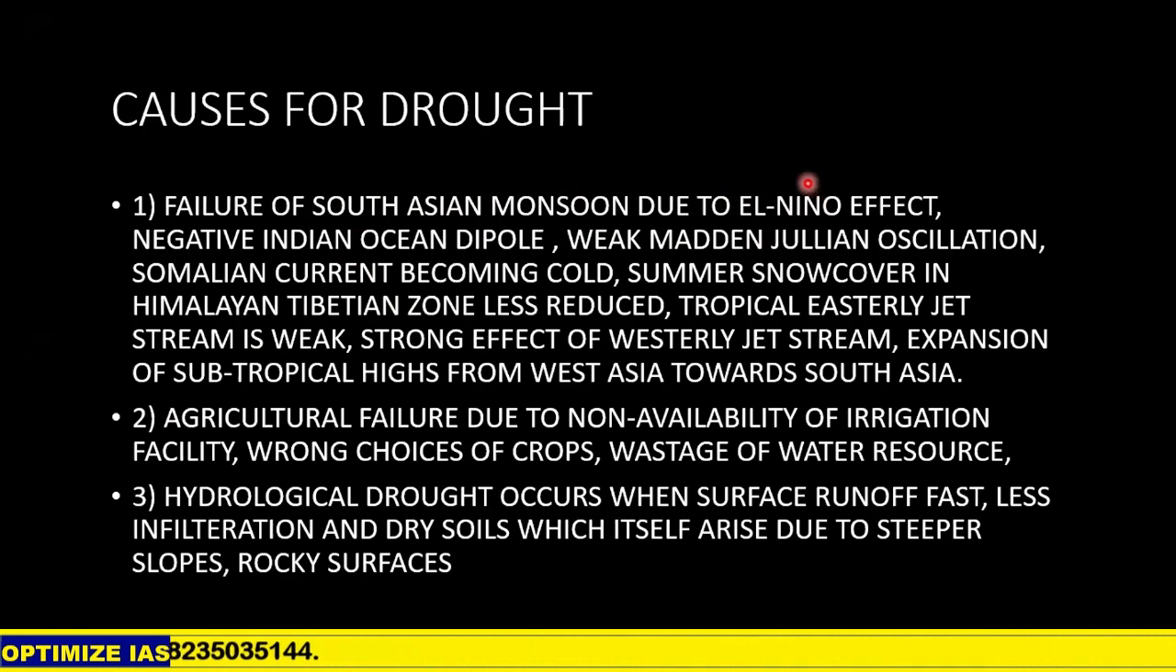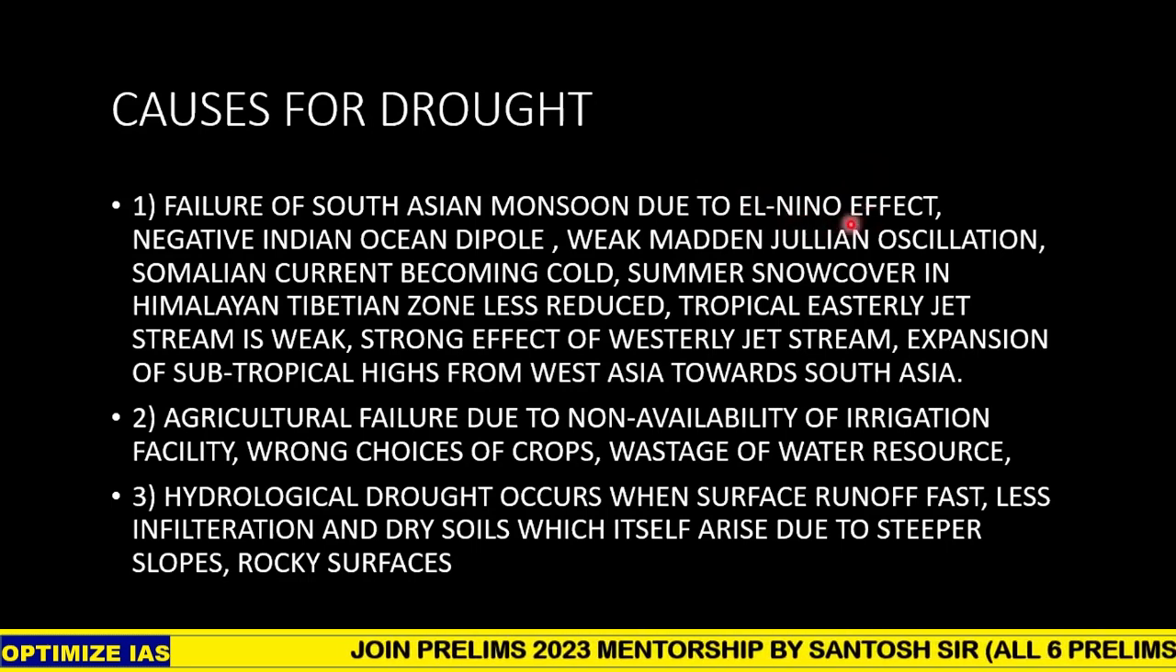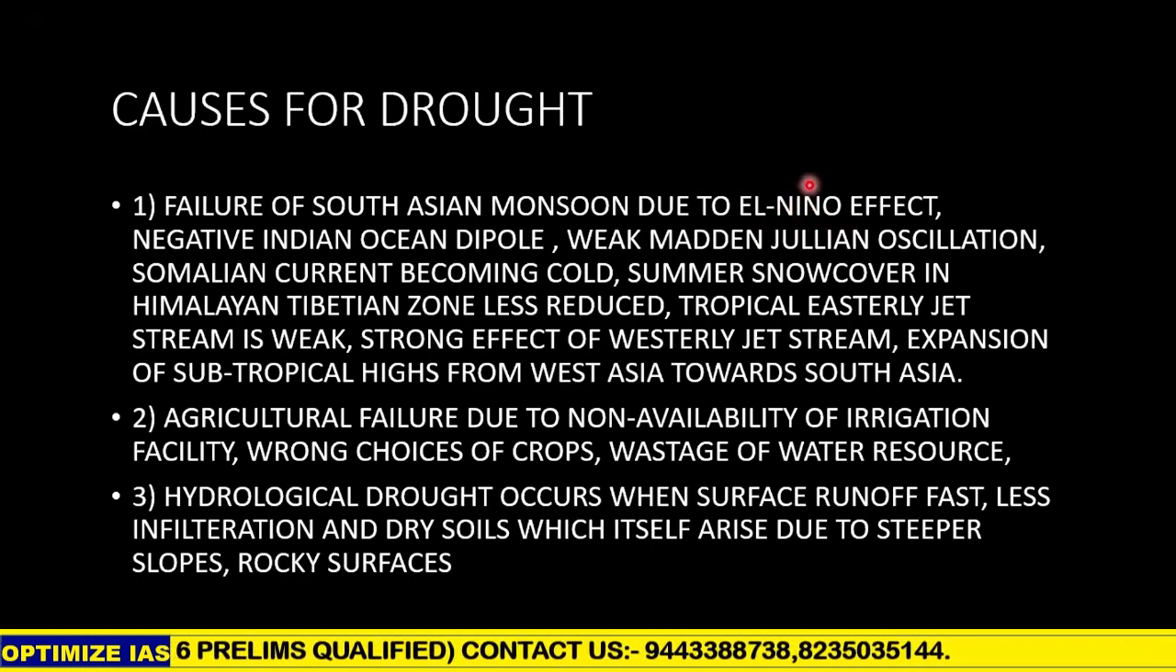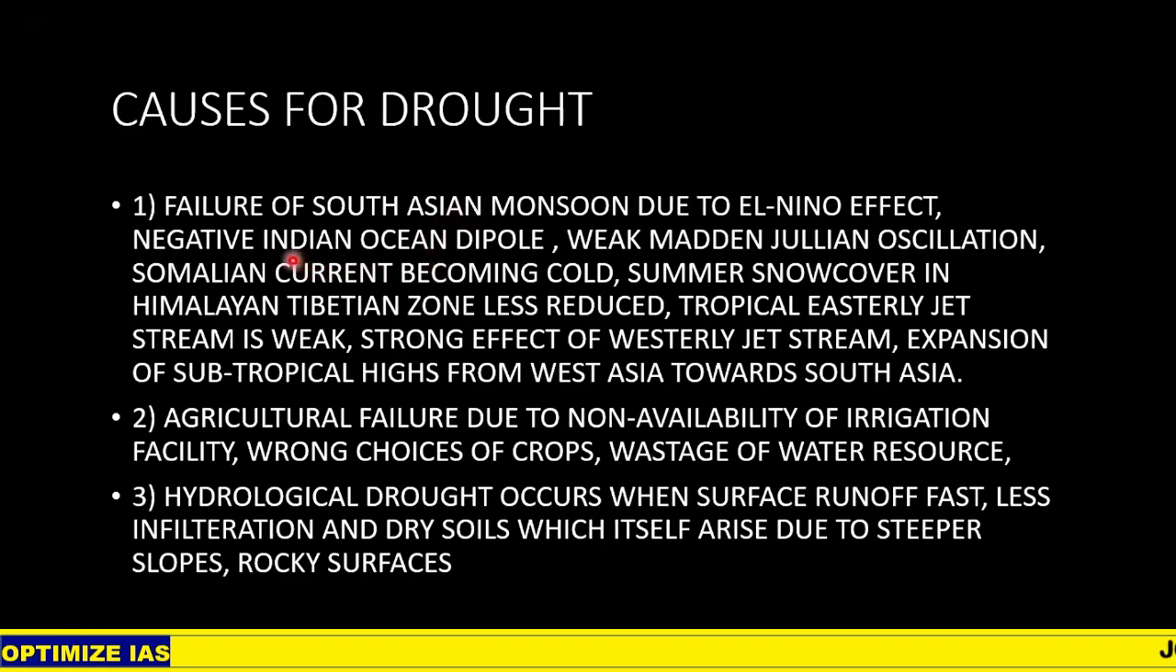What is El Nino? You already know, in the Pacific Ocean around South America, a warm current called the El Nino current arises, and it is expanding, entering towards the central part of the Pacific. That kind of situation is called the El Nino effect. Warm waters on the South American coast of the Pacific, that is called the El Nino current. So the El Nino current reduces the monsoonal rain.